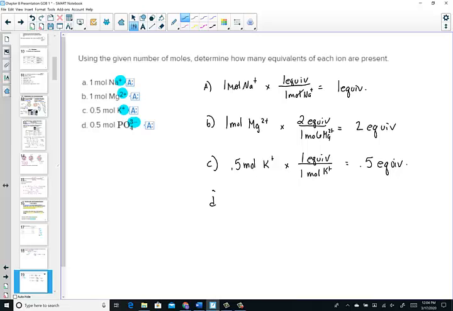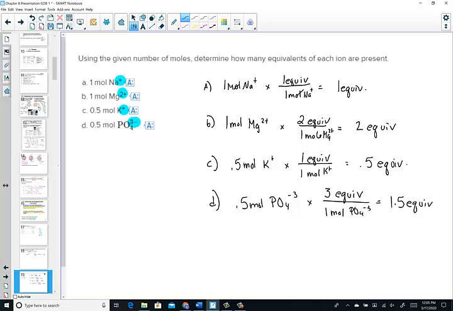And the last one, 0.5 moles of the phosphate polyatomic ion. Well, clearly you see that there are 3 equivalents delivered for every 1 mole of your phosphate polyatomic ion. This would give us 1.5 equivalents, which is 3 times 0.5. We've determined how many equivalents of each ion are present when provided the moles of each charged species.